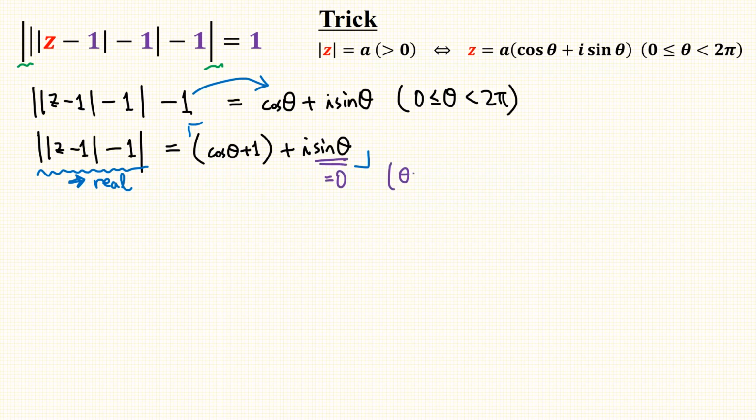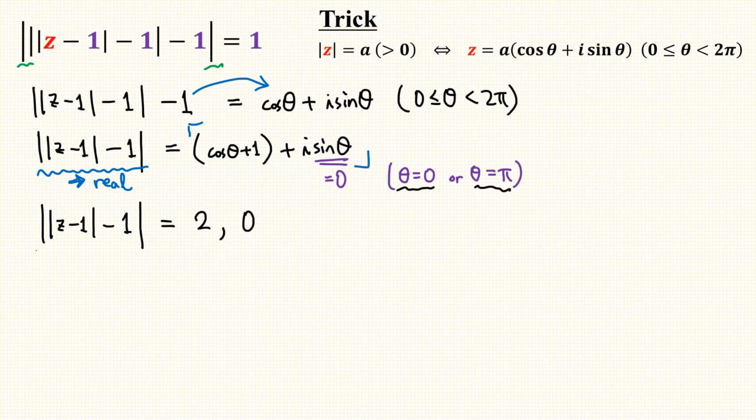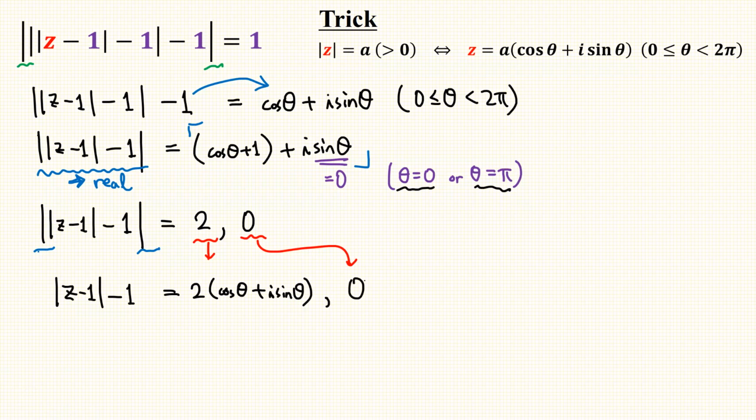That is, when theta equals 0 or theta equals pi. Therefore, the only possible values are when theta equals 0, we have 2, and when theta equals pi, we have 0. Again, let us remove the outermost absolute value sign. Then this equals, from 2, we have 2 times cosine theta plus i sine theta. And from 0, we simply have 0.